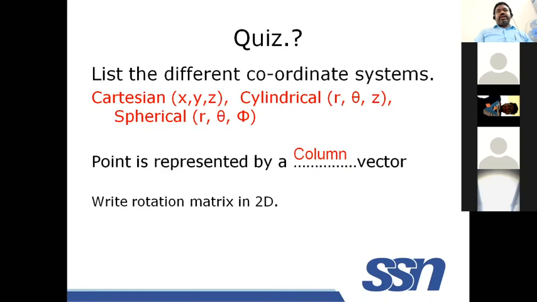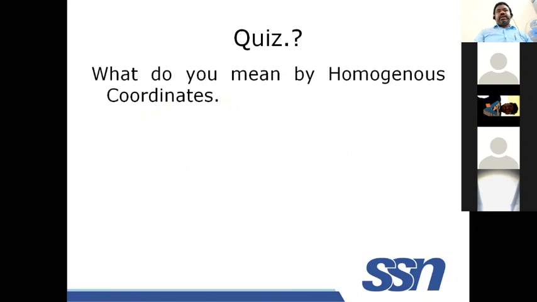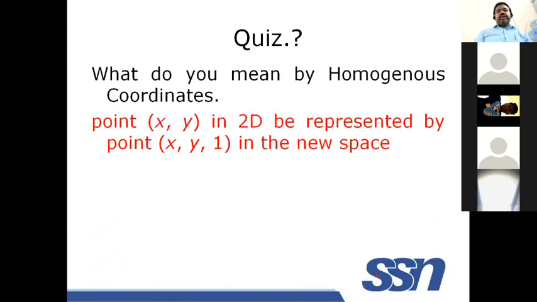Don't type this answer. It is very difficult to type. I will show it. Cos theta, minus sin theta, cos theta. Okay, this you have to remember. Right. Next. What do you mean by homogeneous coordinates? Read the answer. Point x, y in 2D be represented by a point x, y and 1. The additional 1 is known as homogeneous coordinate in the new space. The purpose is to facilitate matrix operation.